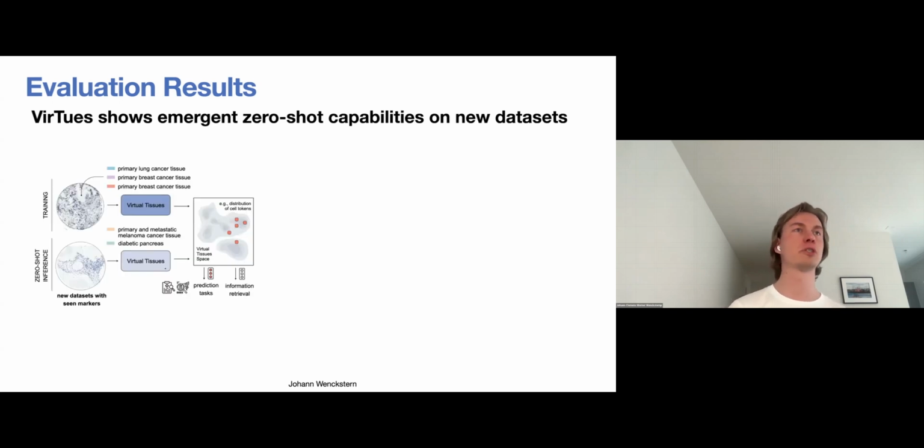What we did here was we trained on the lung dataset and the breast cancer datasets, and evaluated on the metastatic melanoma cancer dataset and on a diabetic pancreas dataset. In the first step, we focused on evaluating on these new datasets, but with seen markers. So let's say here we have the melanoma dataset, which contained 40 channels, or roughly 40 markers. A subset of these markers was also measured in some of the training datasets, and another subset was not. And we restricted the dataset to the subset which was seen during training in the first step.